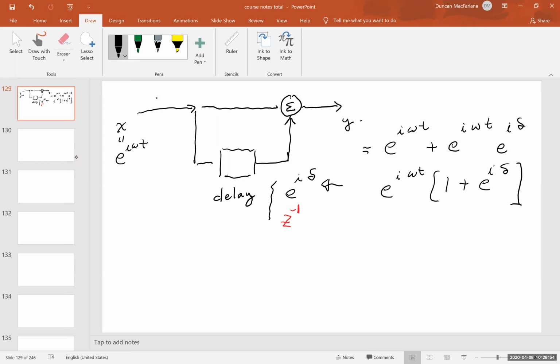Anyway, with this as an input and this as an output, I'll remind you that the transfer function will equal the output over the input. You'll notice that e to the I omega t cancels. And I have a 1 plus e to the I delta. Quick review of Euler's relationship.